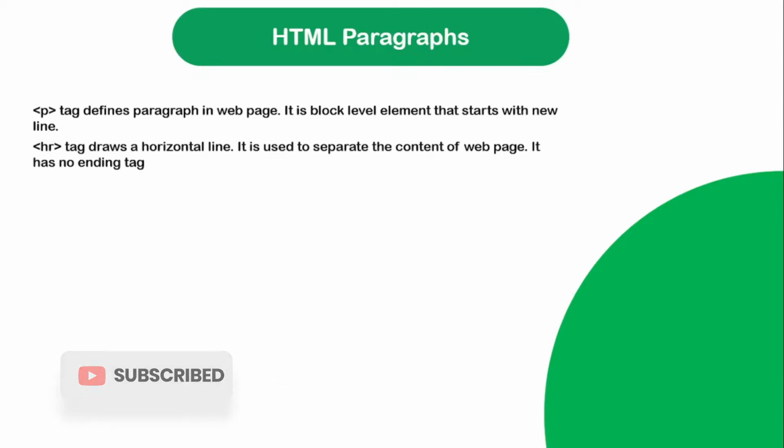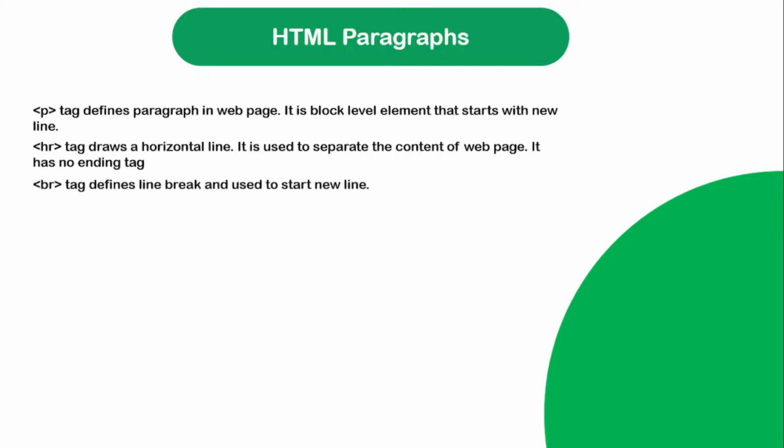The HR tag draws a horizontal line, and it is used to separate the content of a web page. It has no ending tag. There was always an ending tag for every element, but HR does not have an ending tag. If you write simply HR, it doesn't need any other ending tag. The BR tag defines a line break and is used to start a new line. Like if you want to start a new line, then you can use the BR tag.